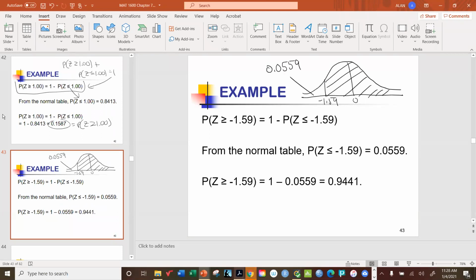What about the shaded area, which is what we're really interested in? Well, then what we're going to do is take 1 minus the probability of being less than or equal to negative 1.59. And so what's left is 0.9441. And that's our final answer, 0.9441. So we're still using the chart, but we still have to go through this extra step because it's not a less than or equal to probability.